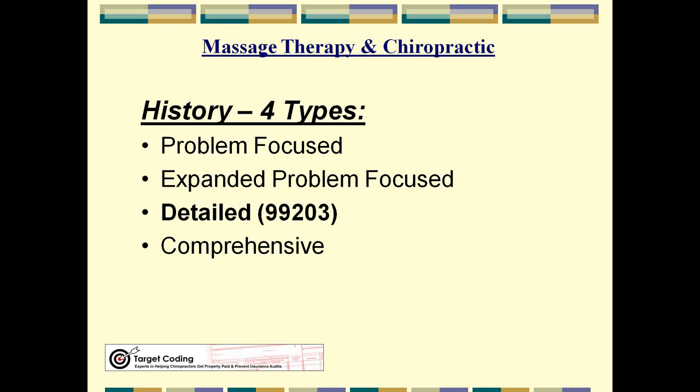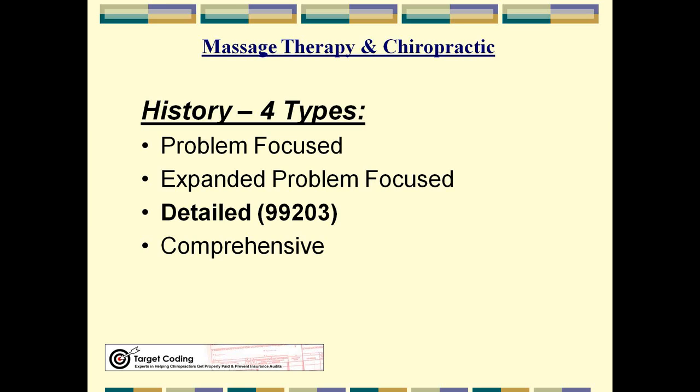So most of you listening to this presentation are using 99203. So that means you did a detailed history. You see, when you bill an insurance company, whether it's Medicare, Blue Cross Blue Shield, Aetna, Cigna, United Healthcare, Allstate, Cigna, PI cases, workers' comp, you bill 99203. You're telling the insurance company a lot of information. You're telling them you did a detailed history.